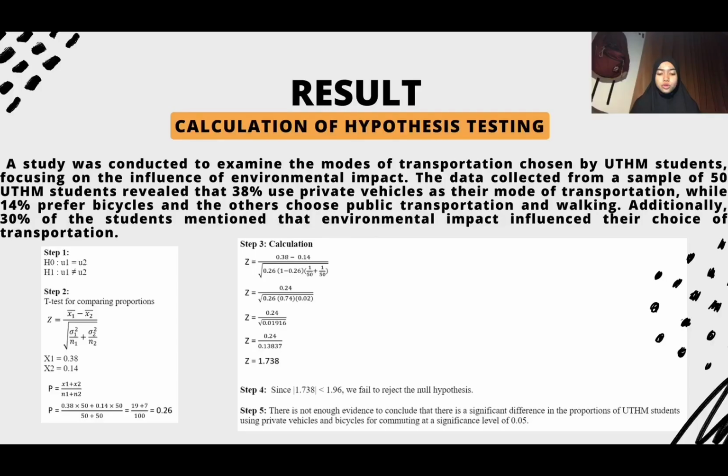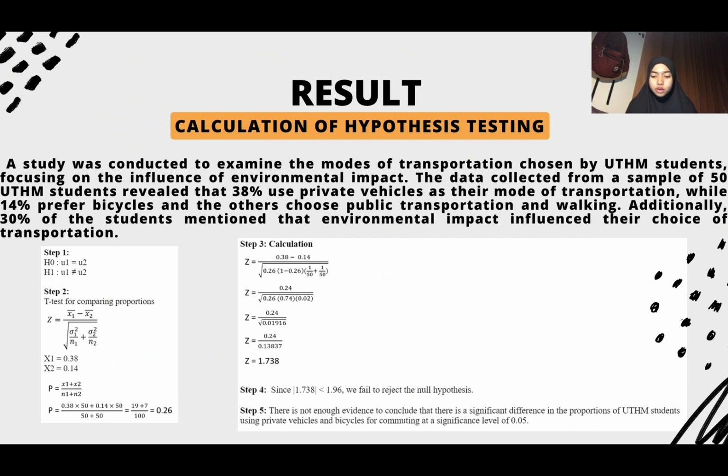So for the result of calculation of hypothesis testing, the question is: a study was conducted to examine the mode of transportation chosen by UTHM students, focusing on the influence of environmental impact. The data collected from a sample of 50 UTHM students revealed that 38% use private vehicle as their mode of transportation, while 14% prefer bicycle, and the others choose public transportation and walking. Additionally, 30% of students mentioned that environmental impact influences their choice of transportation.